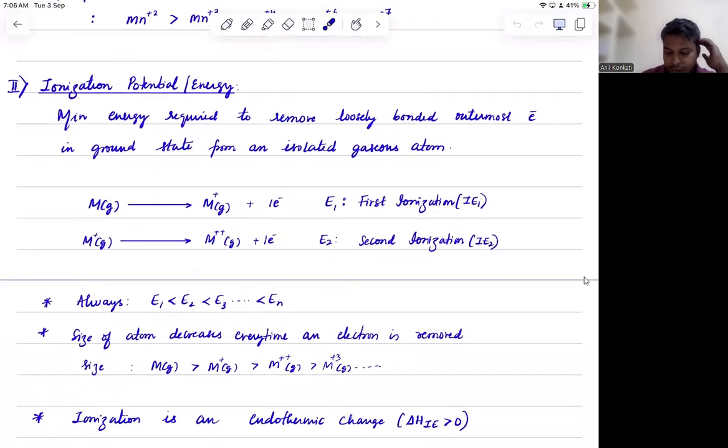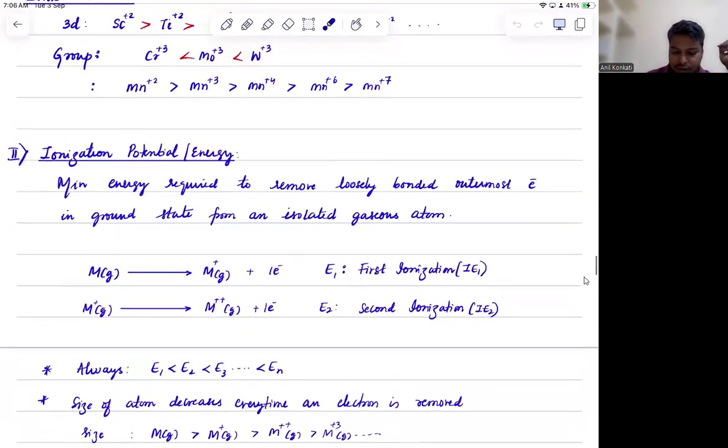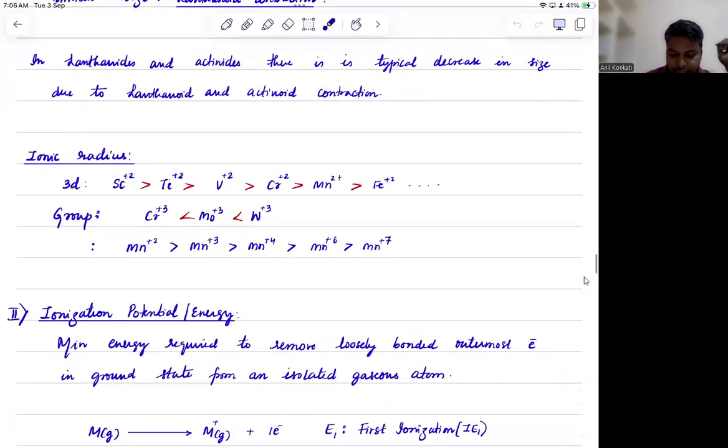See, the other day we discussed the size of the atoms, and that includes ionic radius as well as covalent radius and all the various types of radii.